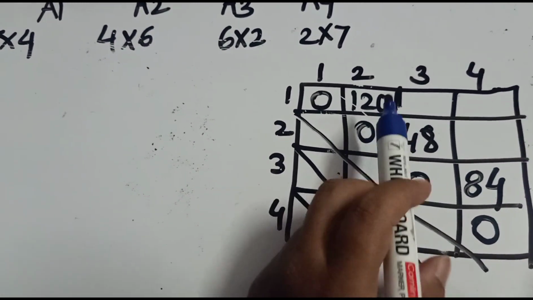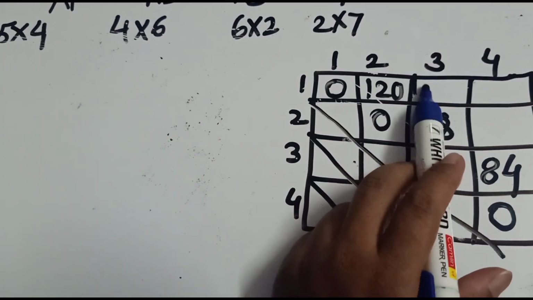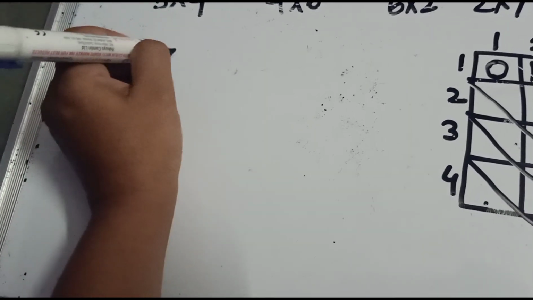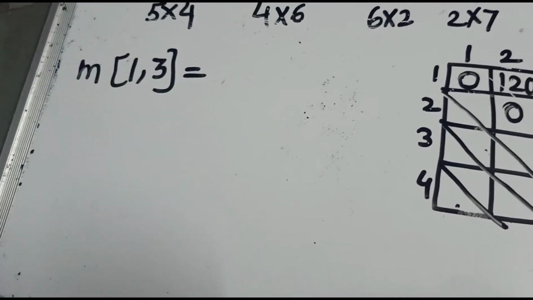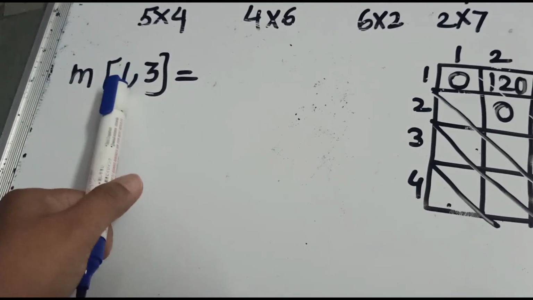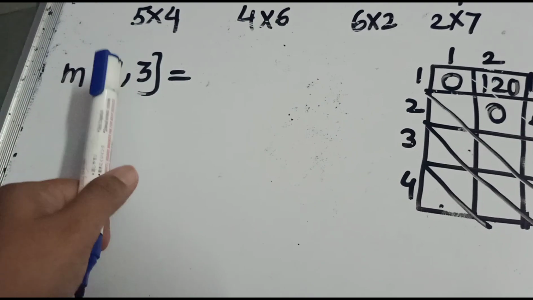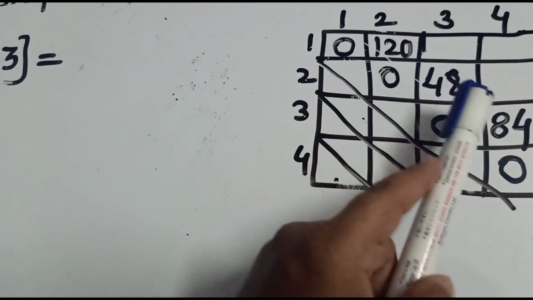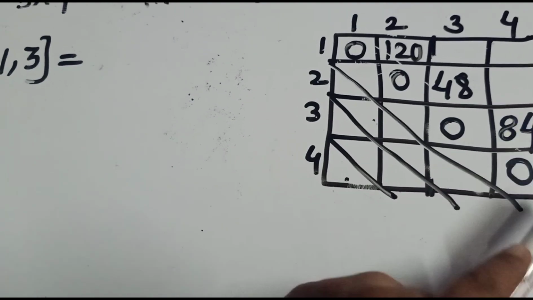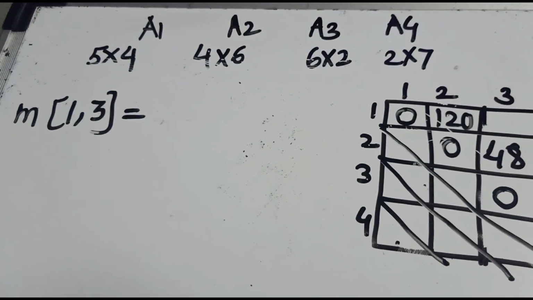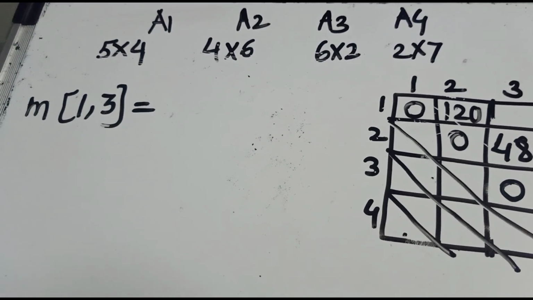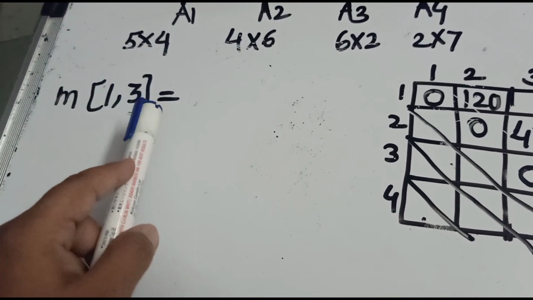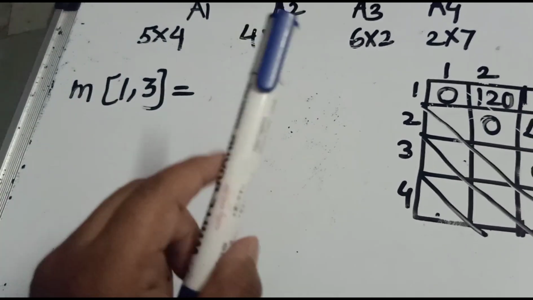Now the next value we require here is 1 comma 3. So we need to find out m of 1 comma 3. Now see, as there are 3 matrices involved, there are 2 possibilities. Till now, for finding this 120 value, 48 value, 84 value, we required only 2 matrices, so there was no possibility of generating the sequences. But now as there are 3 matrices, the multiplication can be performed in 2 ways.